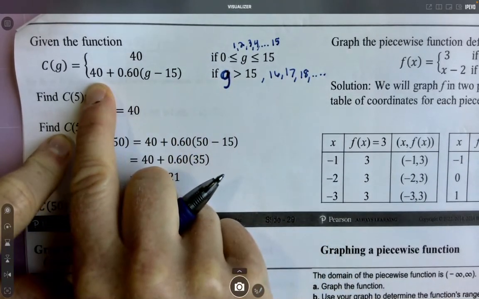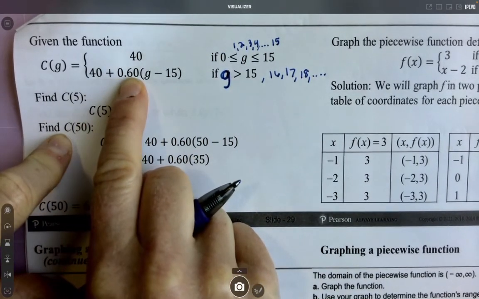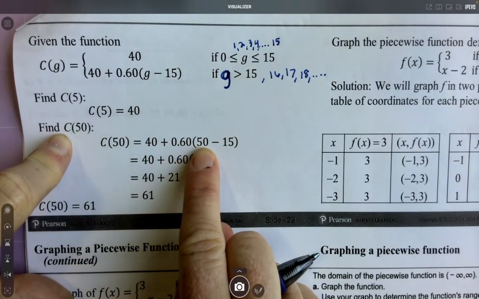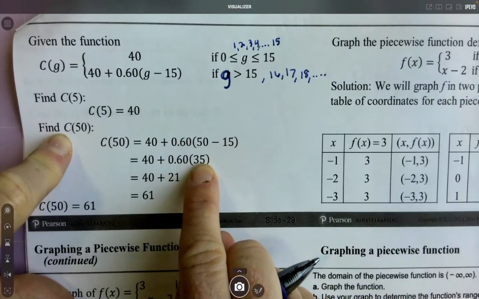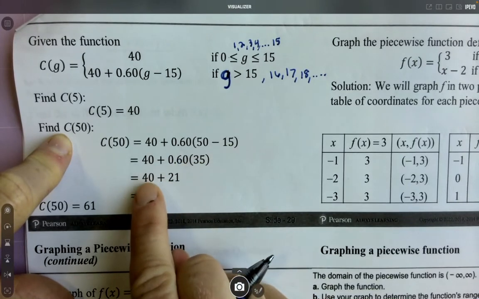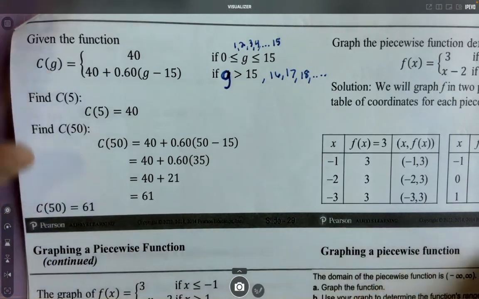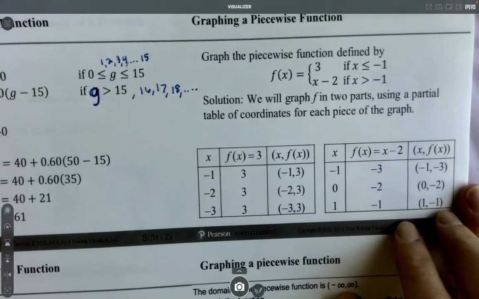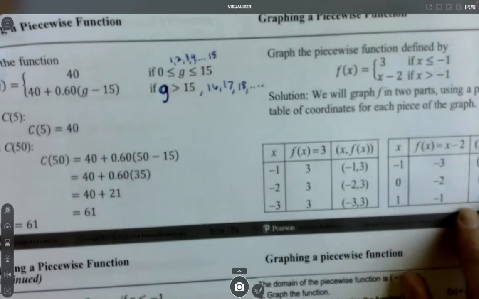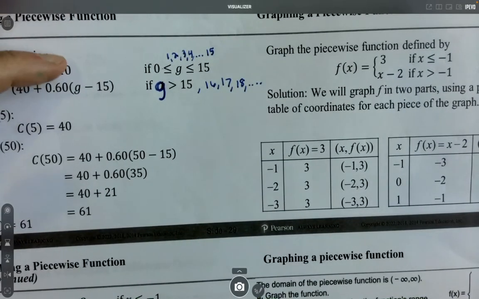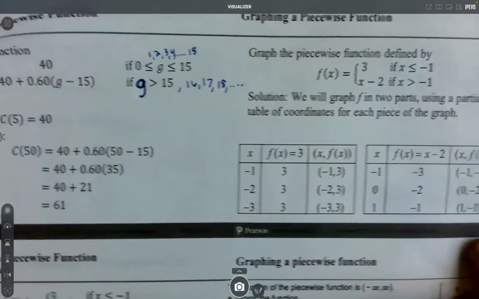So we're going to use this equation, 40 plus 0.60 times parentheses g minus 15. We're going to plug in the 50, subtract, then multiply those, and then do 40 plus 21, which gives you 61. So C of 50 is 61. When you do a piecewise function, you need to make sure to look at what value you're given for x, and that'll determine which equation you're going to use.